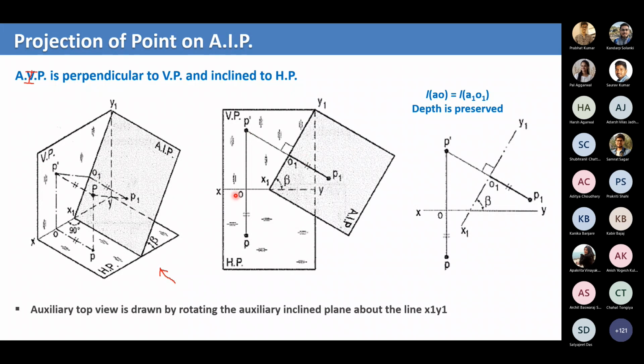We can say with the plane of your page. So then what happens? Since you have already projected P to P1, you know what this O1 P1 is, right? So when you rotate this plane, the whole AIP plane, about the line x1, y1.